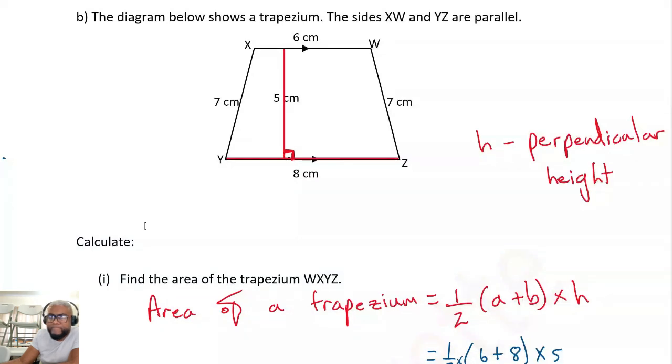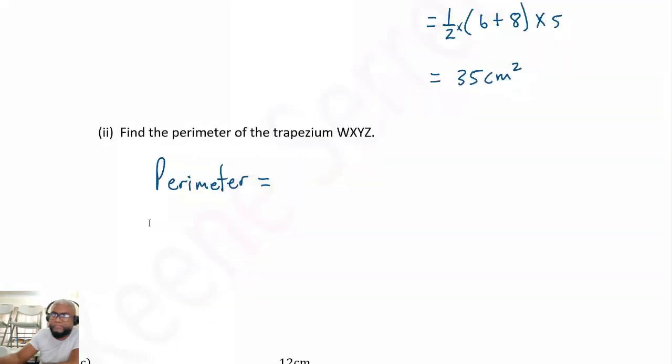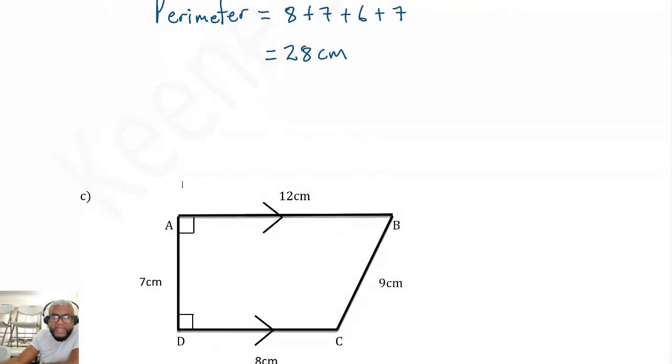8, 7, 6, 7. Proper thing, sister. Right? 8 plus 7 plus 6 plus 7, right? And what are you getting there? Kaylee, what are you getting? 28. 28. Somebody seconds 28. Yes, sir. Right. 28 is correct. Nice.